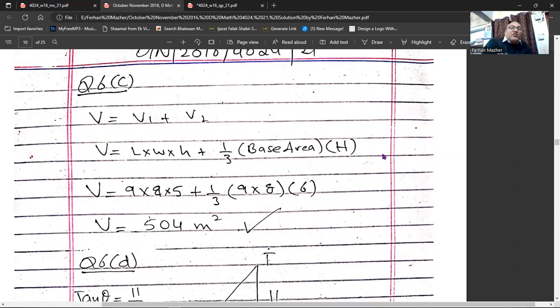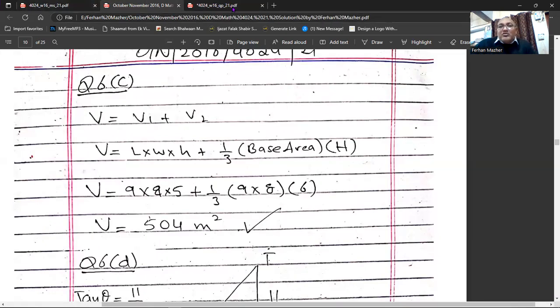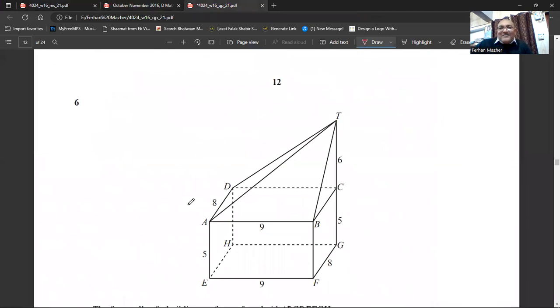So the volume of the cuboid is length into width into height, plus the volume of the pyramid, which is 1 by 3 into base area into the height of the pyramid. So it will be 9 into 8 into 5 plus 1 by 3 into 9 into 8. That's the base of the pyramid, and the 6 is the vertical height of the pyramid. So it will be 504 meters square. 504 meters square is the right answer, sir. I hope you understand, this is the solution and this is the diagram.